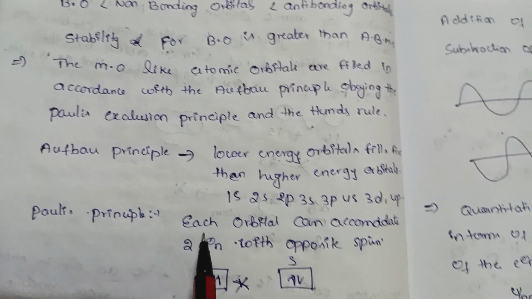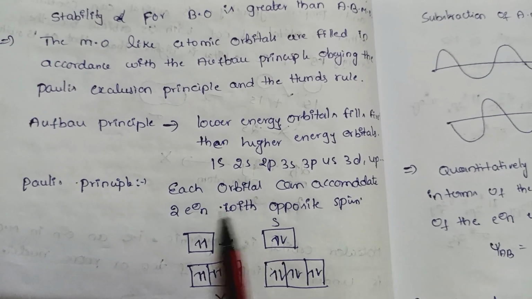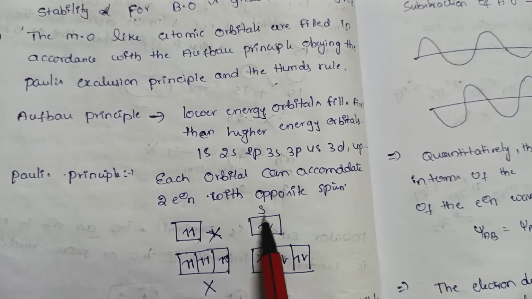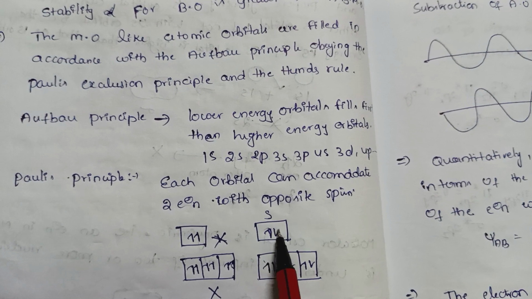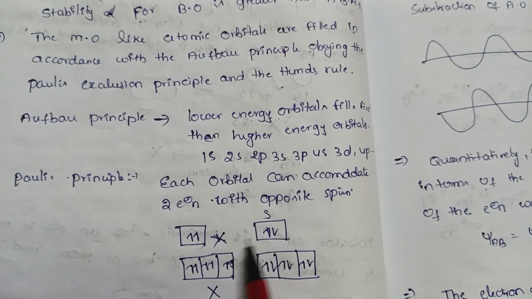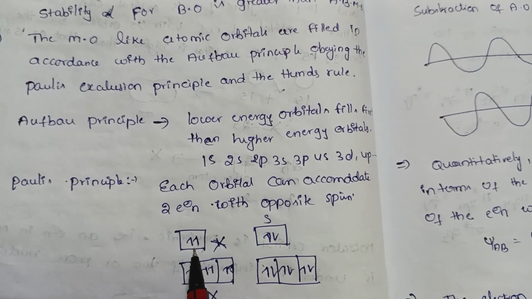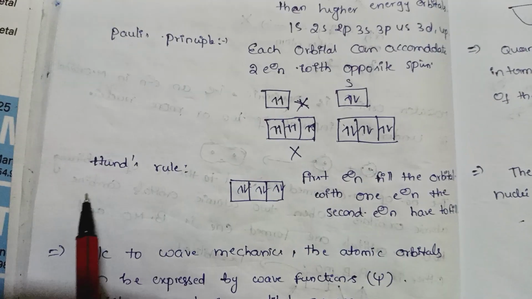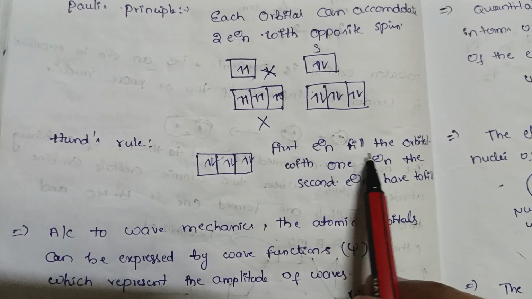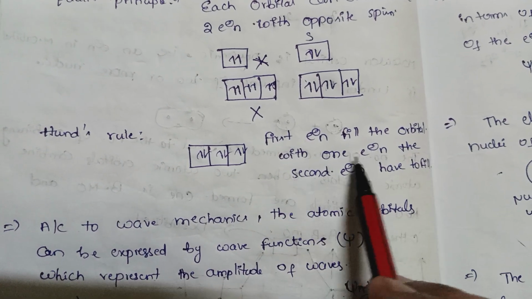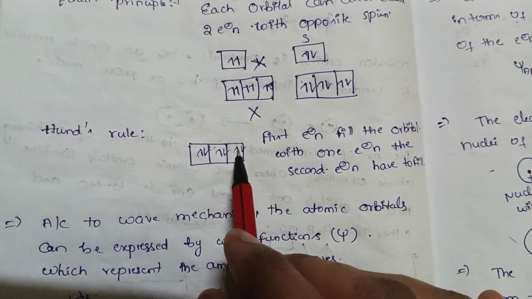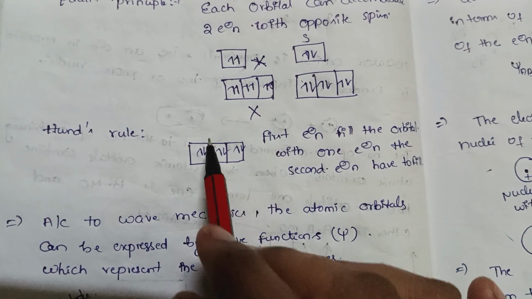The Pauli principle states that each orbital can accommodate two electrons with opposite spins. If it is an s orbital, it can accommodate two electrons with opposite spins, not similar spins. Hund's rule states that electrons first fill each orbital with one electron, and then we fill the second electron with the opposite direction.